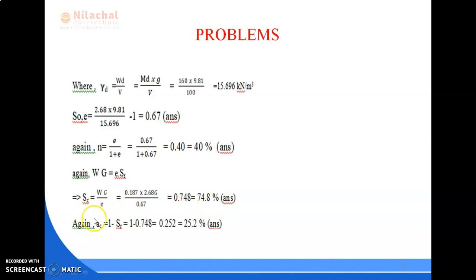Again, last one, we know the relation air content Sa equal to 1 minus Sr, equal to 1 minus 0.748 equal to 0.252. Air content is represented in percentage, so we multiply 100 with it, equal to 25.2%. So this is our answer.